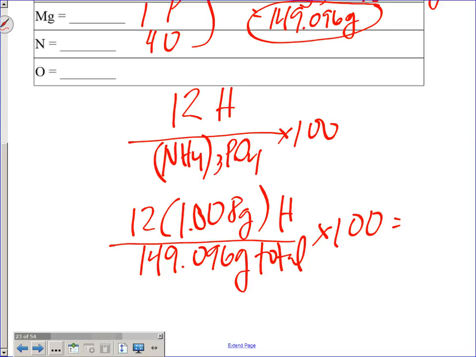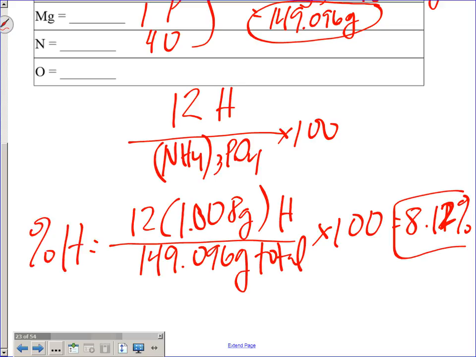Something small. What's 12 divided by 149? 8%? Can you give me some extra? 8.11. Okay, I'm good with that. 8.12. Okay. So 8% hydrogen, and I just chose hydrogen first. How would you do it differently for nitrogen? So this was our percent hydrogen. How would I do nitrogen?